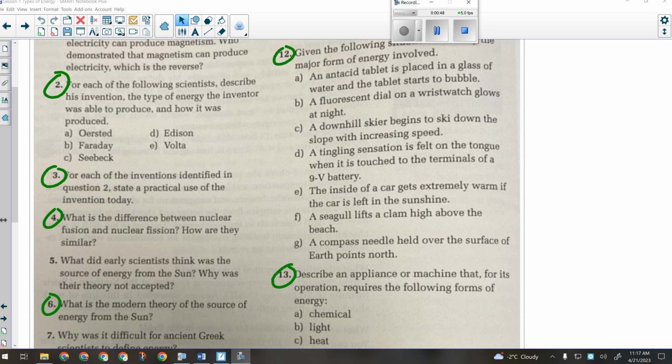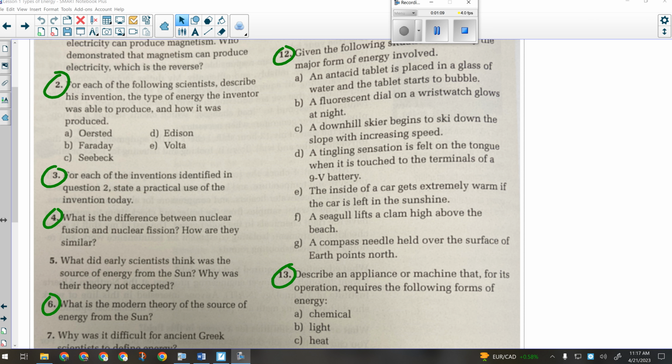Okay, we didn't even kind of go over that part. I kind of skipped over that, but Edison is the light bulb guy. Okay, and Volta built the Volta pile, which converted chemical energy directly into electricity, which was the birth of the battery. Okay. All right, so that actually answers both question 2 and 3.